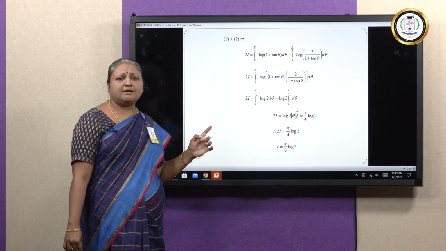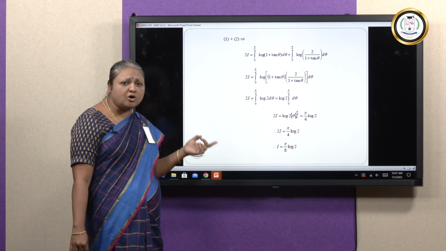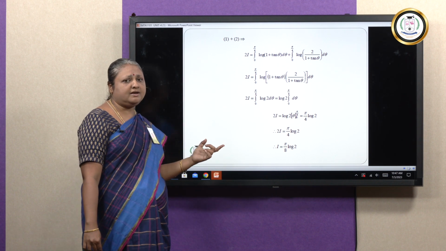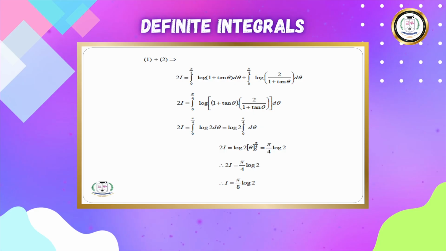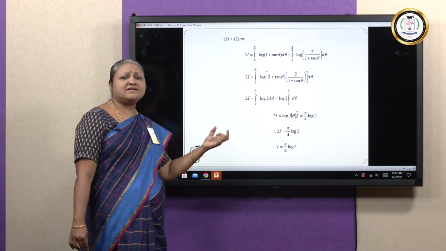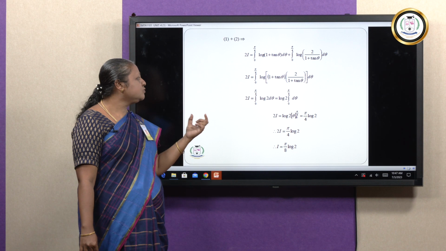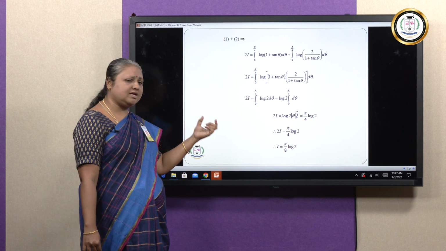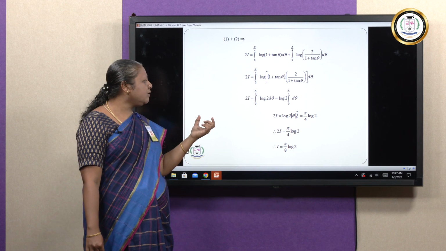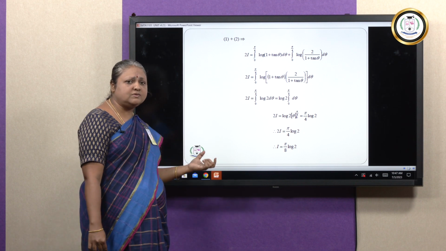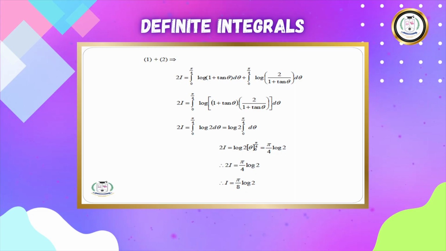Now as you all know the logarithmic property, log a plus log b is log ab. So we are writing log of 1 plus tan theta into 2 divided by 1 plus tan theta, combining a into b. So what will happen? 1 plus tan theta will get cancelled. So you just have log 2 d theta. We retrieve to this one. So now log 2 is a constant, we take it outside. So integral 0 to pi by 4 d theta.